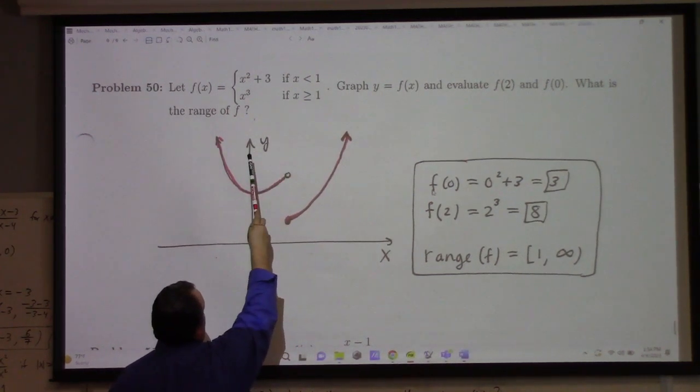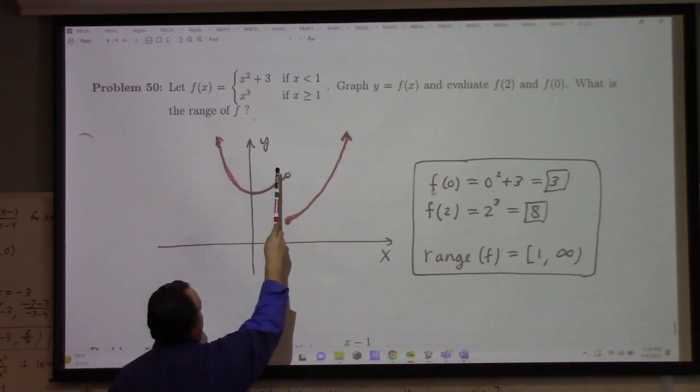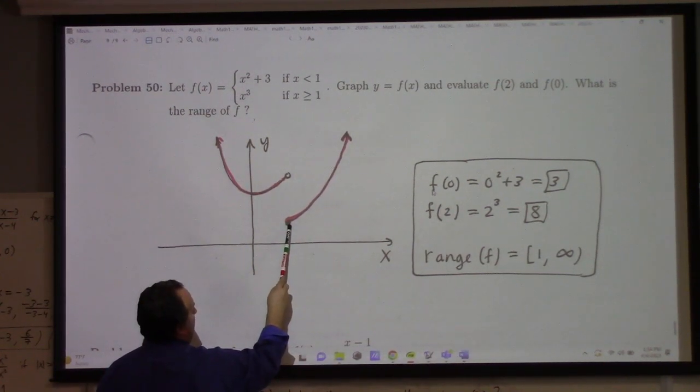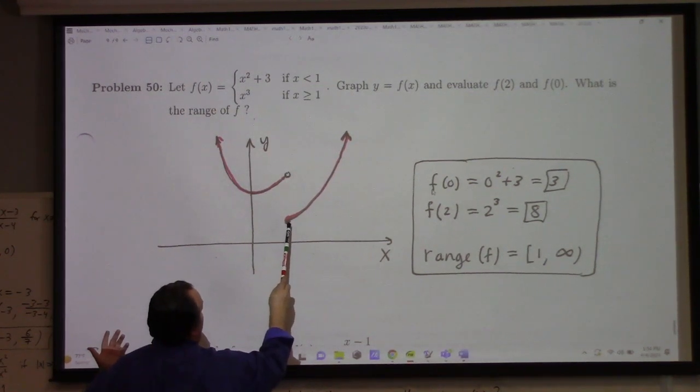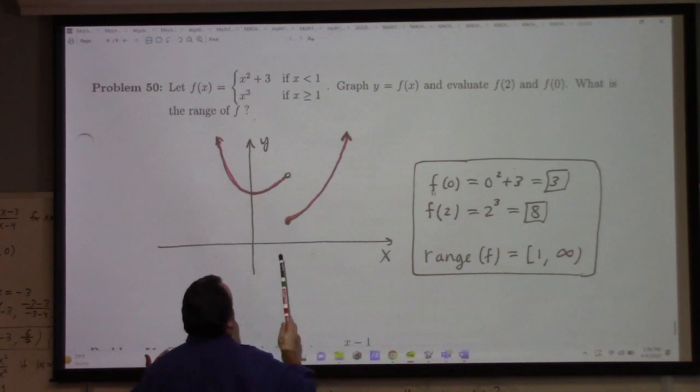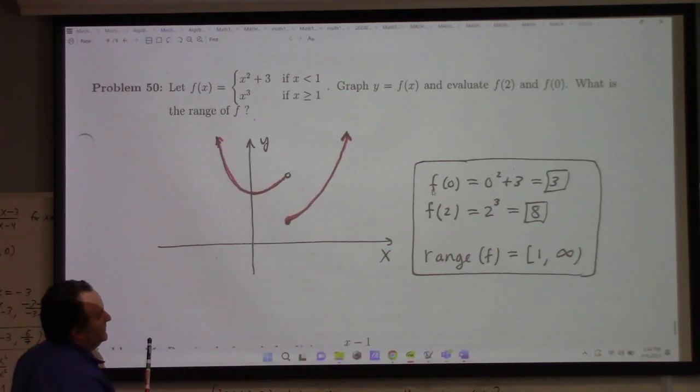At 1, it jumps to the x cubed formula. What happens when you cube 1? Well, you get 1. So this point right here should be at 1, 1. If I labeled it, it would be better. Oh well, I forgot. And then it's a cubic, so it kind of goes up and up and up like that.